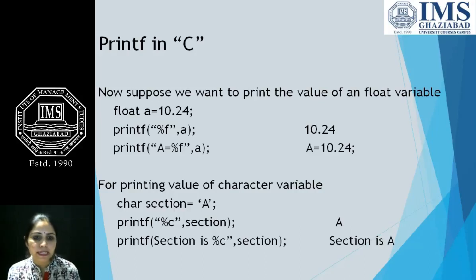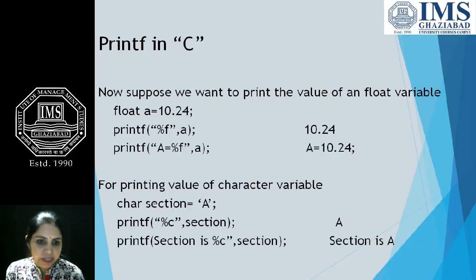Now this %f is again replaced by the value of a, and we would be getting the result as a is equals to 10.24. For printing the value of a character variable, we need to declare a character variable. Say I have written here character section is equals to 'A'. A is enclosed within single quotes because character variables are always enclosed within single quotes. Now the format specifier for a character variable is %c.